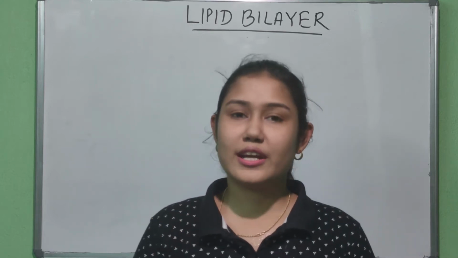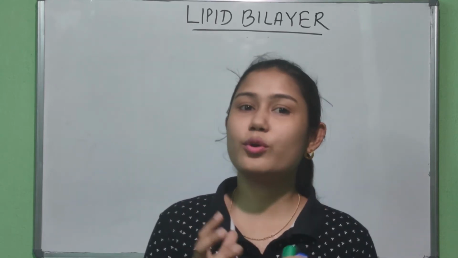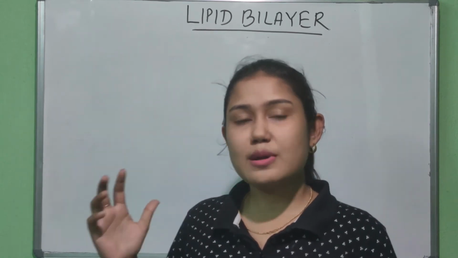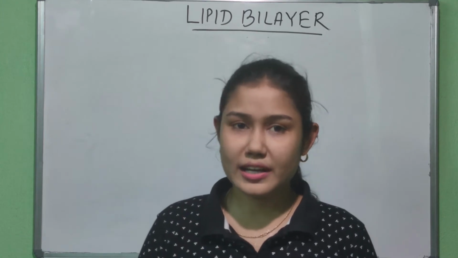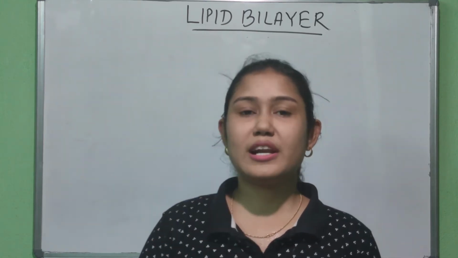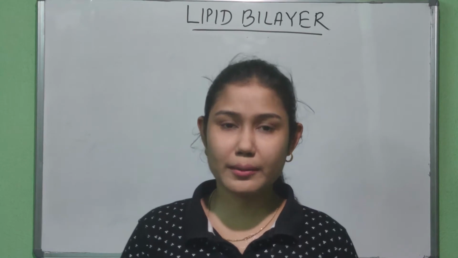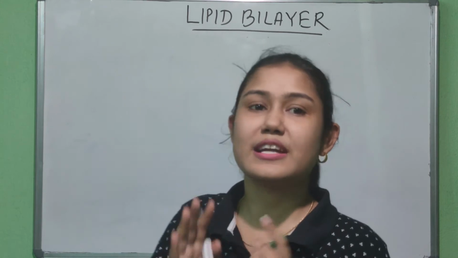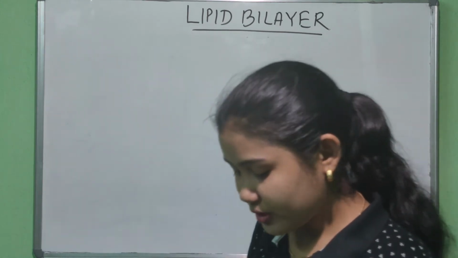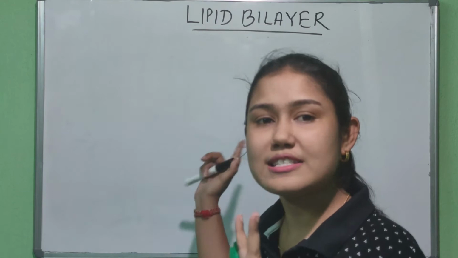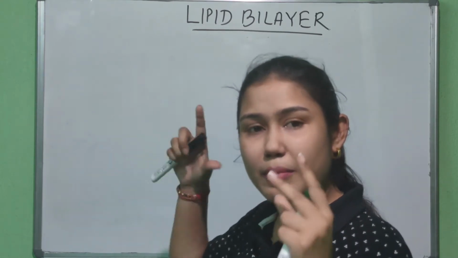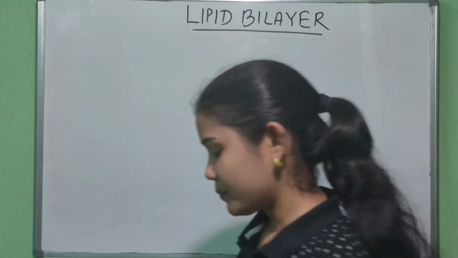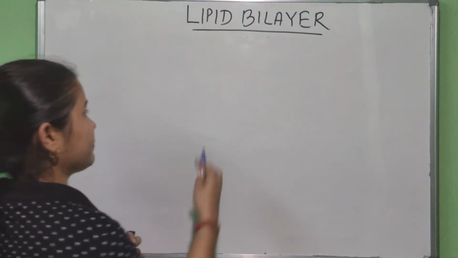In the previous video lecture, we discussed the chemical components of the plasma membrane, in which we got to know that the plasma membrane is made up of two lipid layers and surrounding the two lipid layers is protein. So, in this video, we are going to discuss the lipid layers in detail. We know that there are two lipid layers, that's why it is called a lipid bilayer, and the plasma membrane's main constituent is the lipid bilayer. So, let's consider the structure.